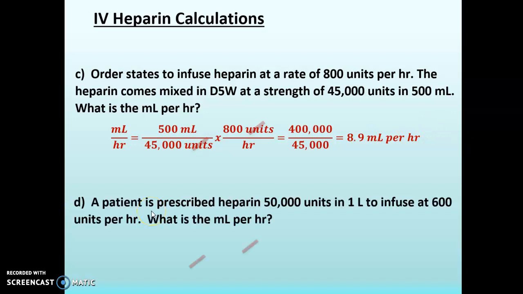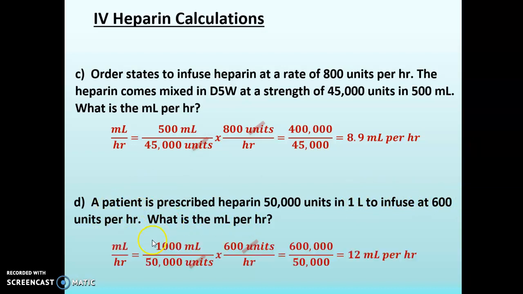Okay, part D. Question D, sorry. A patient is prescribed heparin. Ignore the slash marks. I messed up my animations. A patient is prescribed heparin at 50,000 units in 1 liter. That's supposed to infuse at 600 units per hour. So we need to figure out milliliter per hour again.